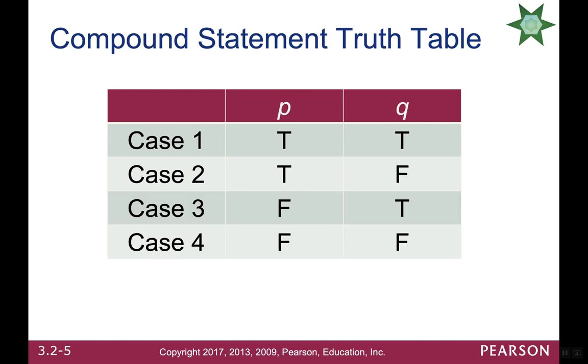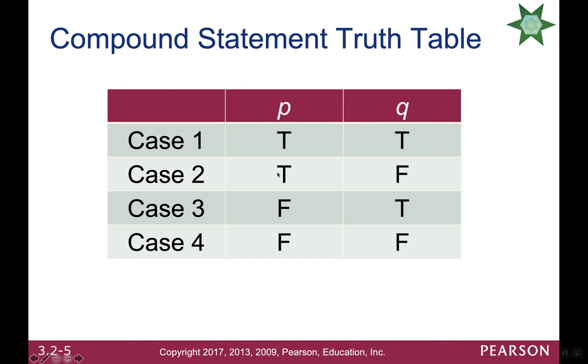Now with a compound statement, I'm going to have 4 cases because I have 2 statements that are separated in some way by a connector. All dogs are brown, but some are white. So all dogs are brown will be P, and some dogs are white will be Q. Case 1 is that if that's true, then both are true. So there's some kind of connection between P and Q.